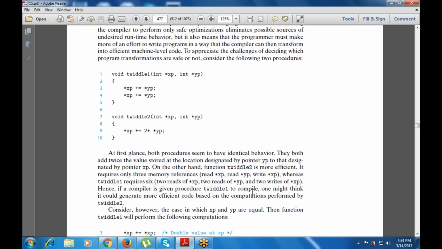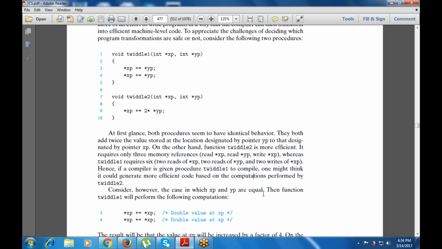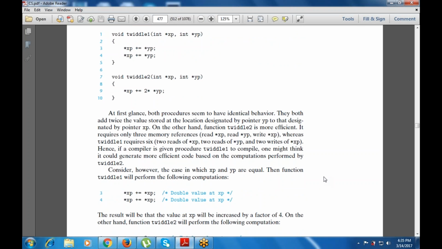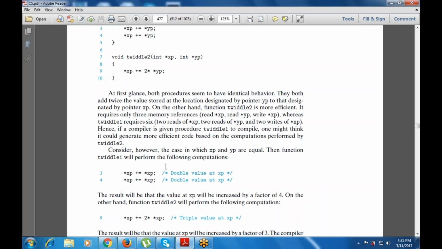Hence, if the compiler is given procedure twiddle1 to compile, one may think that it could generate more efficient code based on the computation performed by twiddle2. Both are using the same values xp and yp, but twiddle1 takes more time, and this will double the value of xp over here.